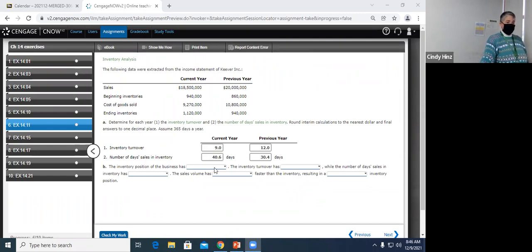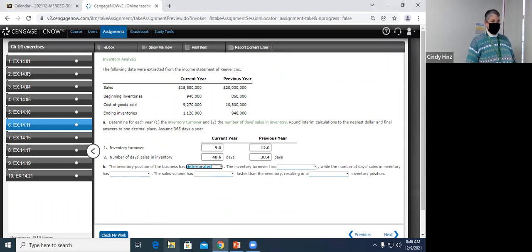The inventory position of the business. So has it gotten better or worse? They were selling their inventory about every 30 days. Now it's every 40 days. Is that better? No. So it has deteriorated. The inventory turnover decreased while the number of days sales in inventory has increased. They're just asking for the relationship from previous to current year.